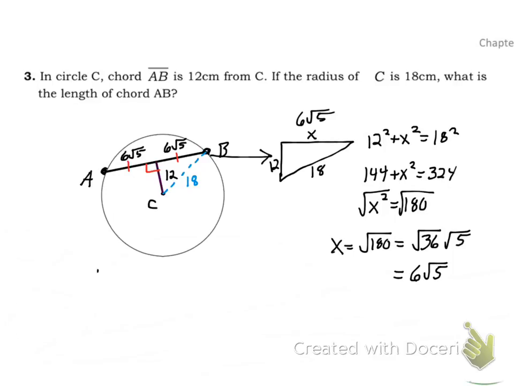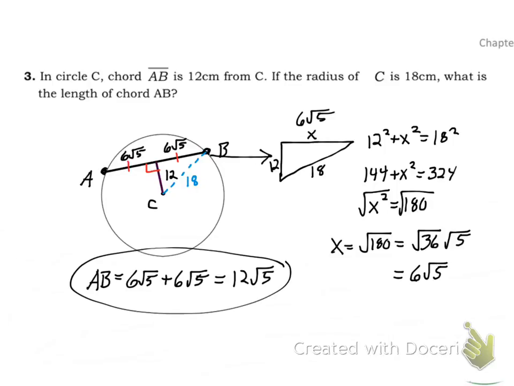So that means that AB is going to equal 6 square root of 5 plus 6 square root of 5, because there's two of them that consist of it, which is just 12 square root of 5, and I'm done.